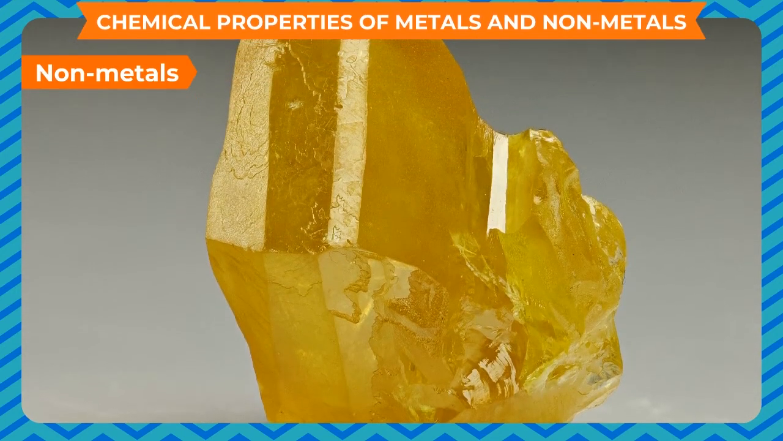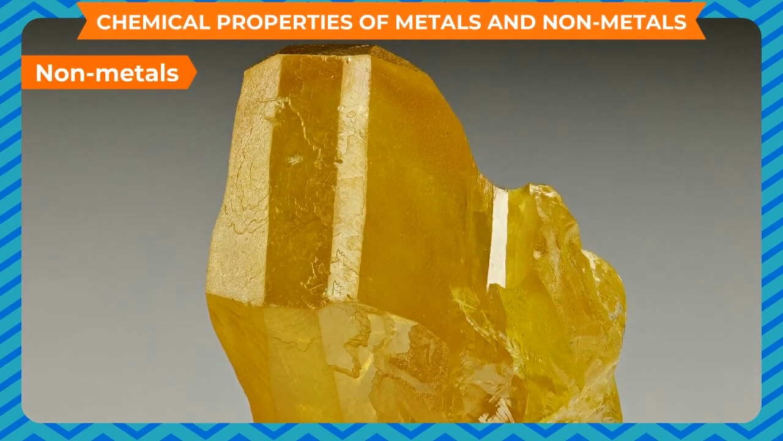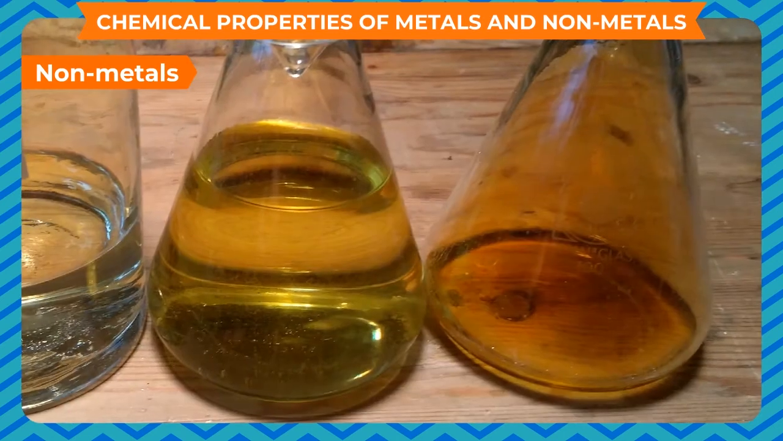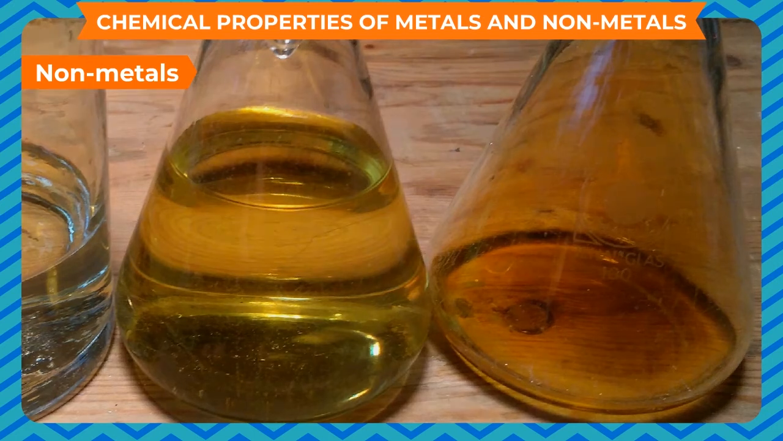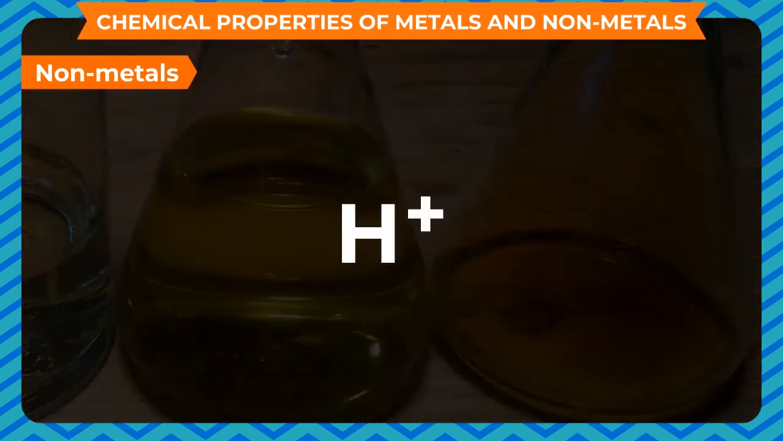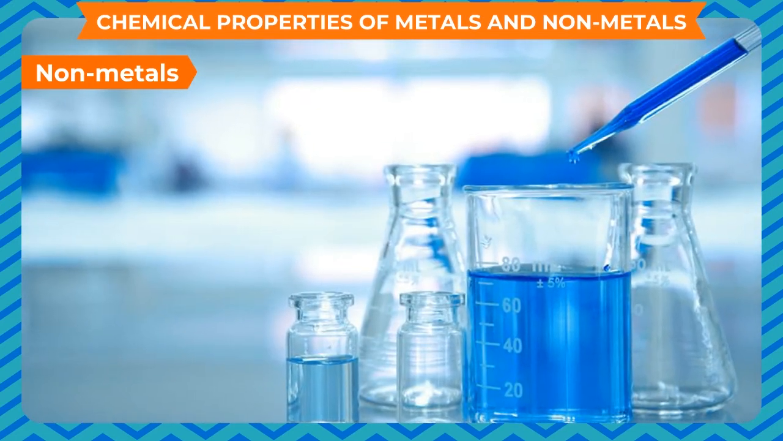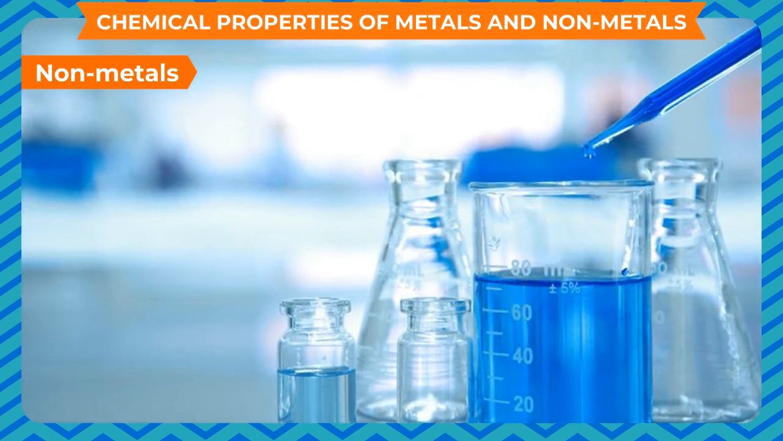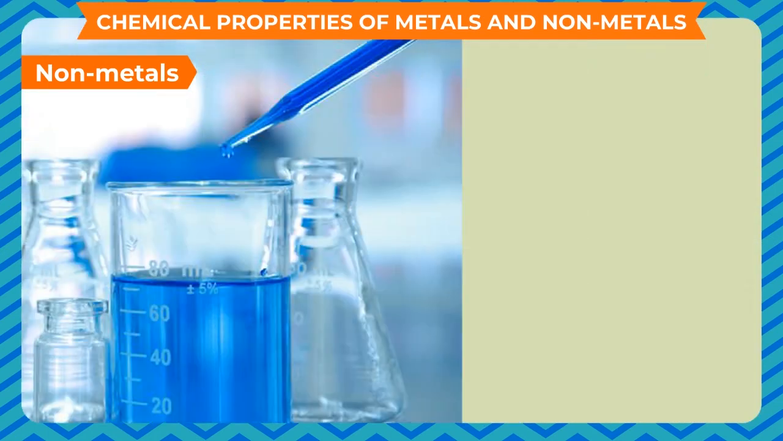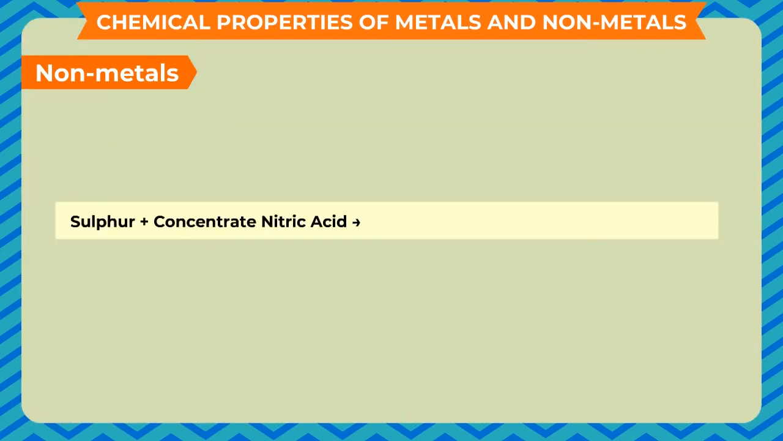Nonmetals. Nonmetals do not displace hydrogen from dilute acids. This is because nonmetals are not able to give electrons for the reduction of hydrogen ions. Some nonmetals, however, react with concentrated oxidizing acids to form the corresponding oxyacid. Sulfur plus concentrated nitric acid gives sulfuric acid plus nitrogen dioxide plus water.